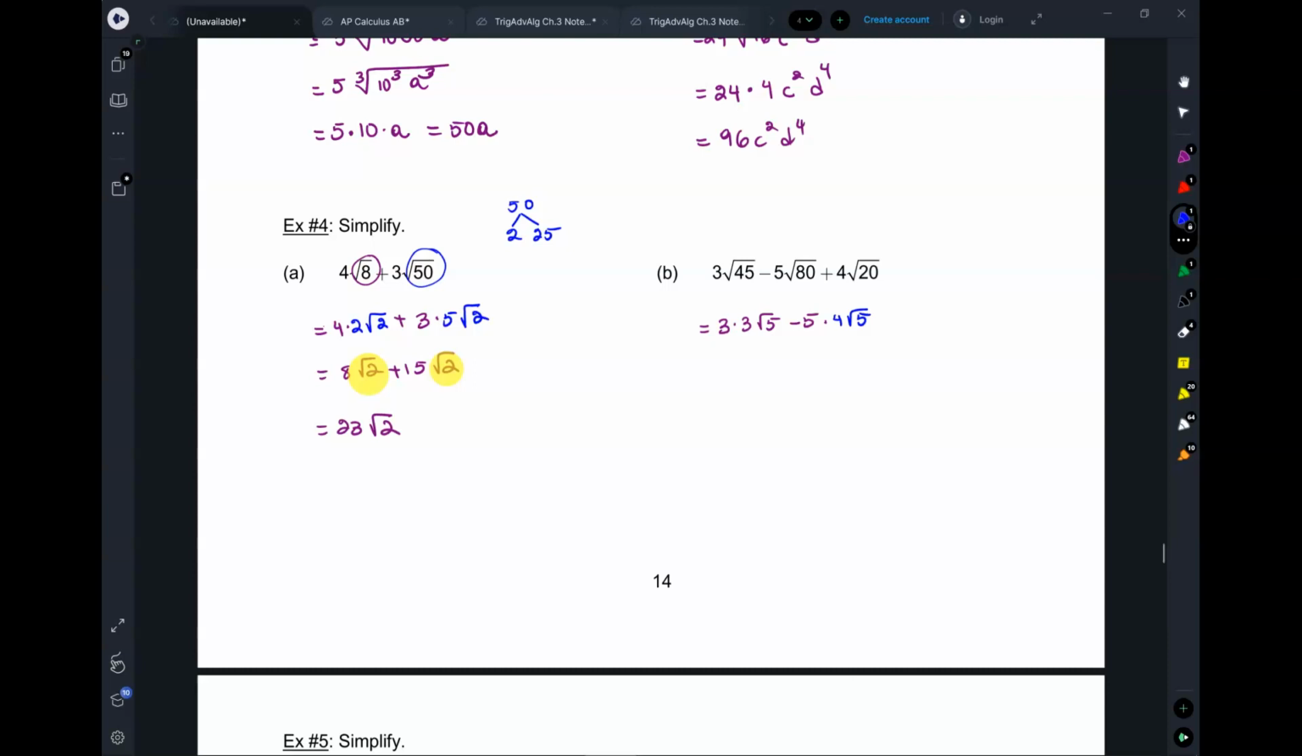So then the 4 root 5 plus 4 times how much? 2 root 5. Correct.